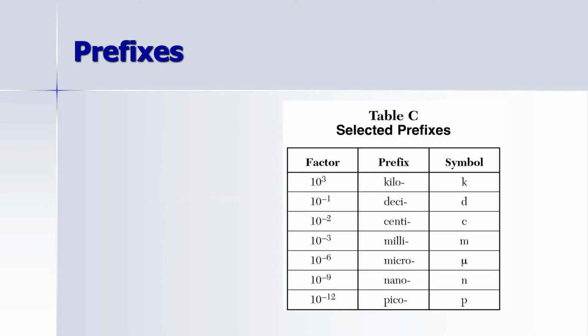So, you guys are given a set of prefixes in Table T in your reference table packet, which is on page 1. Some of these prefixes might look very familiar to you. For example, if you look at this first one, kilo, we have all heard of kilometer or a kilogram, or a centimeter, or a millimeter. So these prefixes are not something that we don't use in everyday life. Most of these we do use every day. But why do the scientists need this?